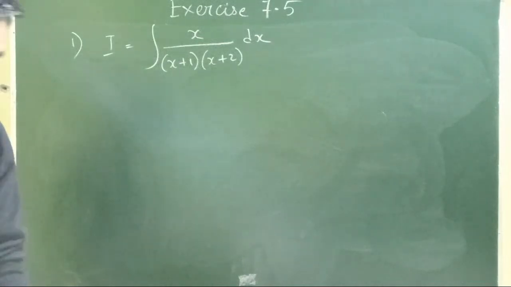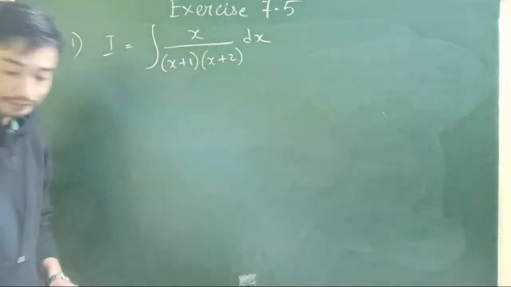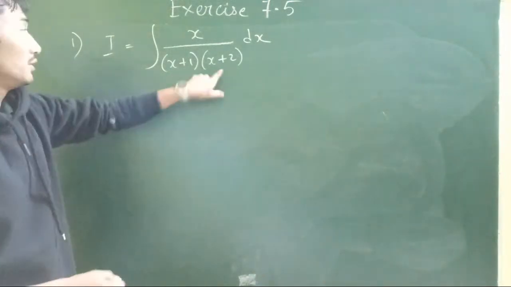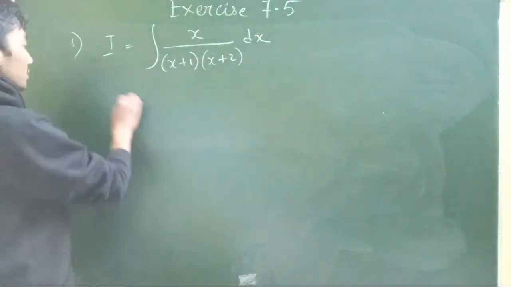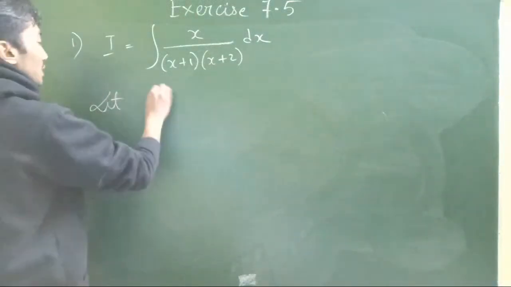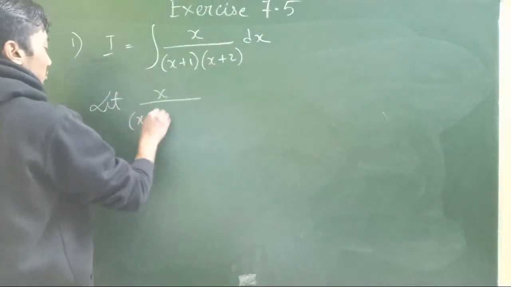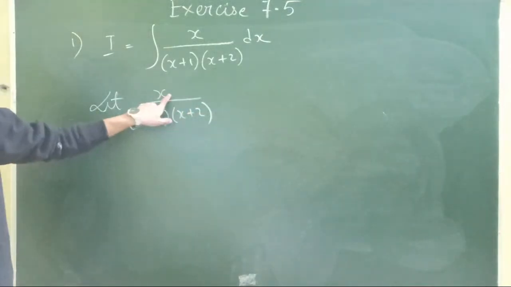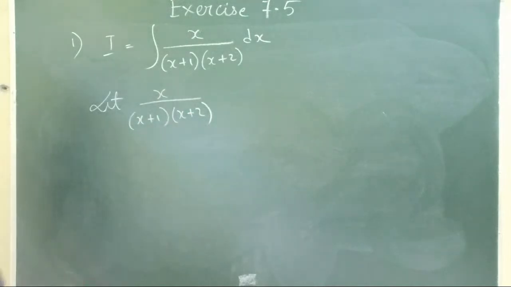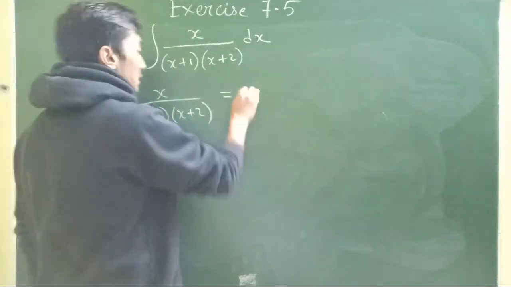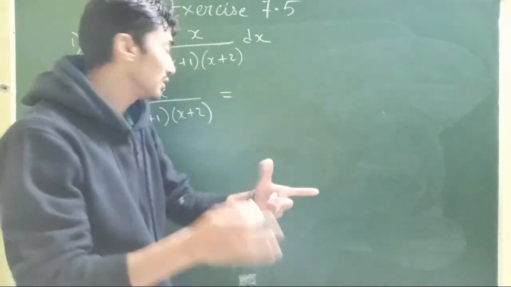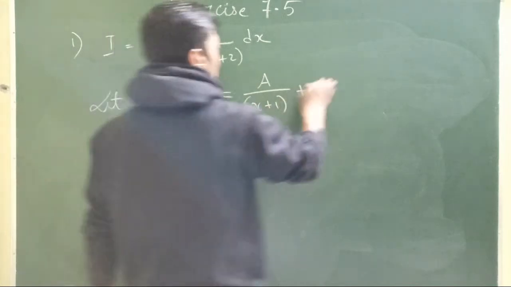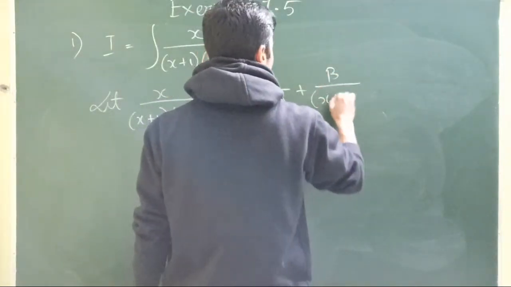So, if you look at the table that we have, what will we do? Non-repeating, separate terms. We will assume this term, (x plus 1)(x plus 2). Denominator only. Don't focus here, focus on the denominator only. This will be written as, if you look at the table, if you have two separate, non-repeating terms, then we will write a by (x plus 1) plus b by (x plus 2).